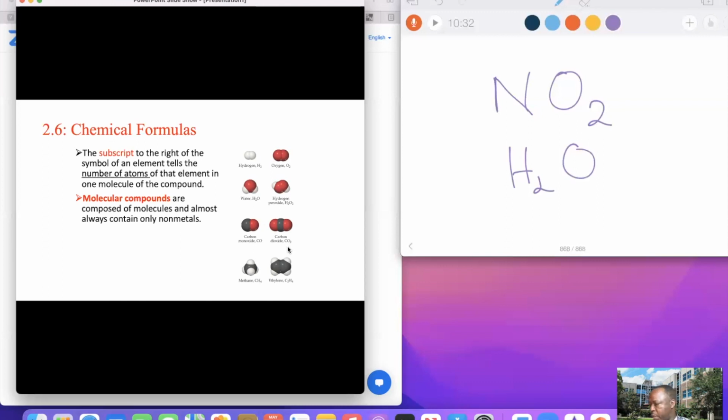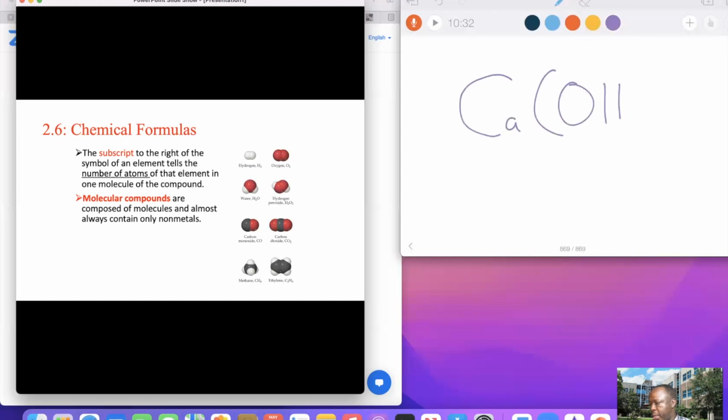You may have elements or compounds involving polyatomic ions. What does the subscript outside the parentheses mean? This means we have two oxygens and two hydrogens. Just to show you how to interpret a chemical formula.